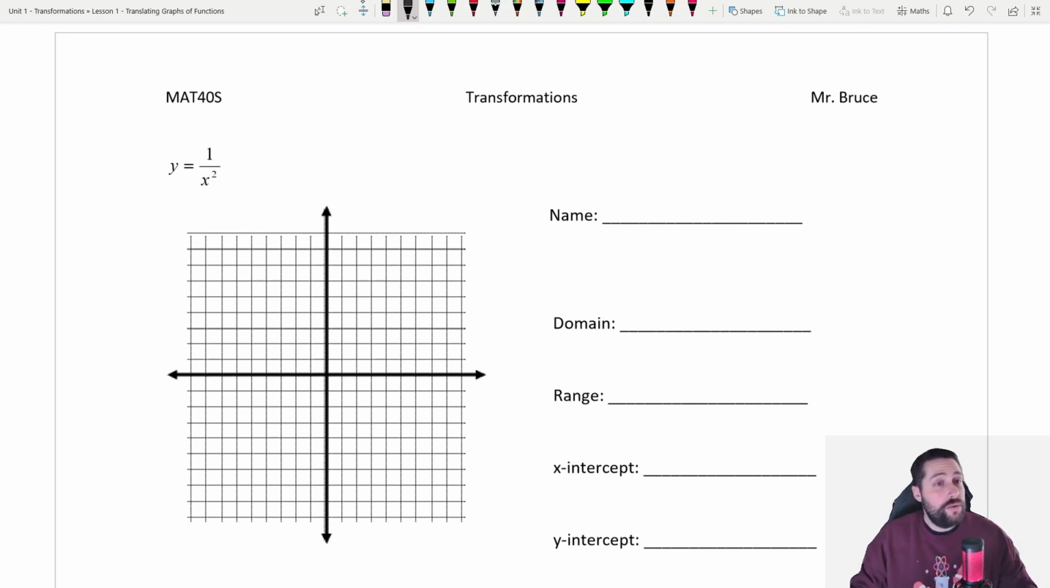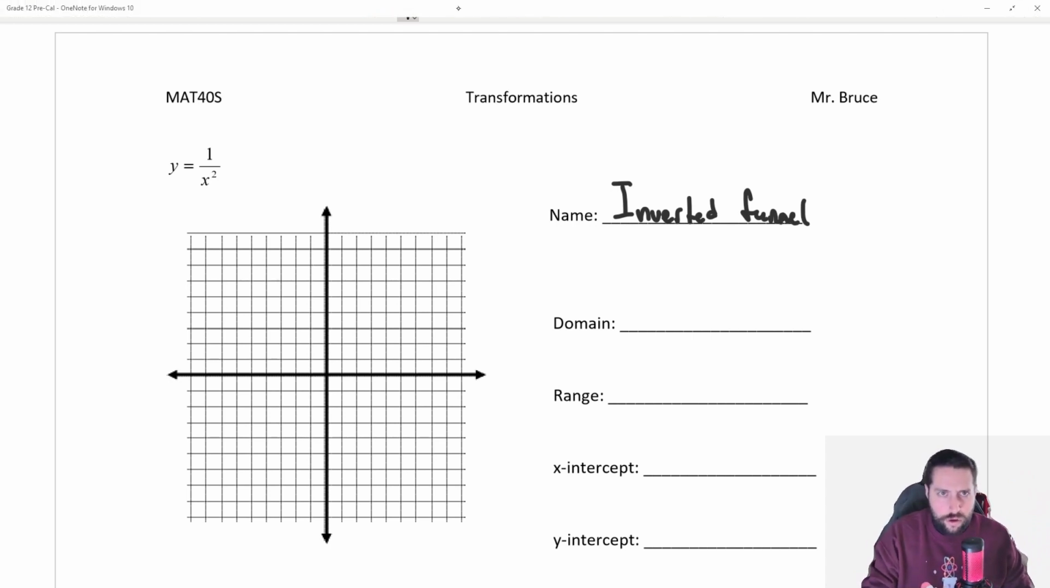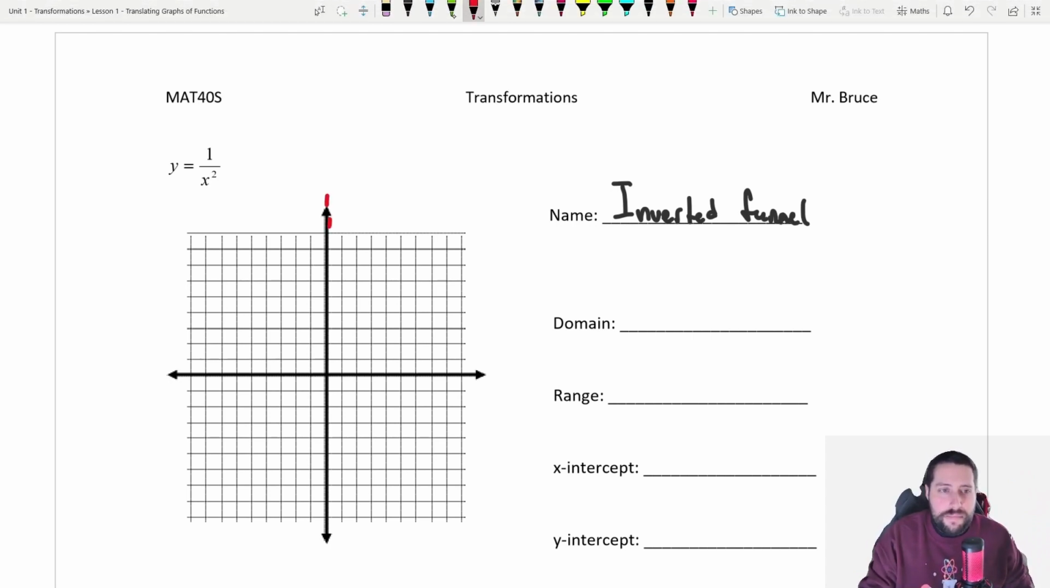Moving on, we have y is equal to 1 over x squared. The nickname that we give this function is an inverted funnel. How this looks, it's going to look very similar to the reciprocal graph, except the part that's below the x-axis is actually going to be up in the positive part. So all your y values are going to be positive in this case. What do I mean by that? Well, we're going to draw out the asymptotes the same.